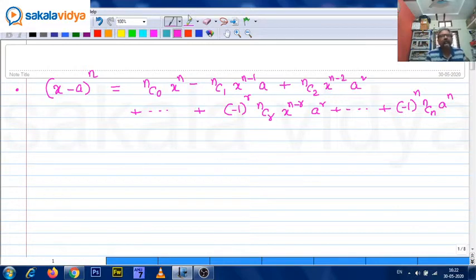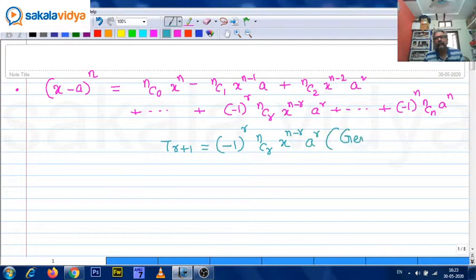In this, the general term is given by T(r+1) equals minus 1 to the power of r nCr x to the power of n minus r and a to the power of r. This is the general term. Okay, general term.